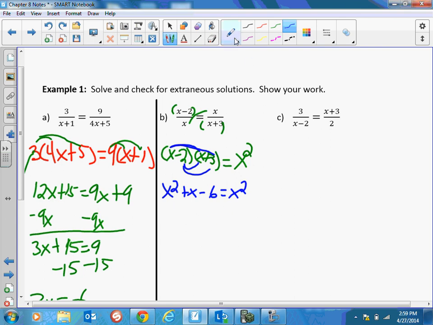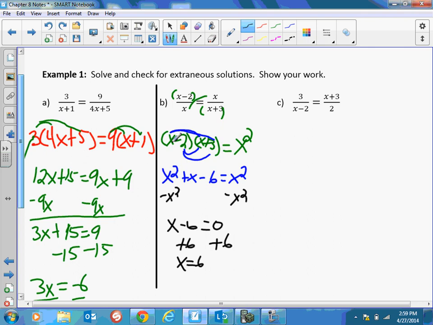From here, what I would do is subtract x squared from both sides. So I'd have x minus 6 equals 0. Add 6 to both sides, and x would equal 6. The main thing you need to check for extraneous solutions is if it makes the denominator go to 0. If it doesn't make the denominator go to 0, it's probably a real solution, unless it's a quadratic.